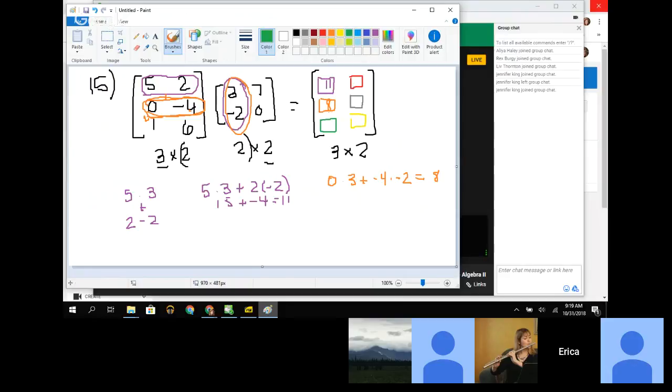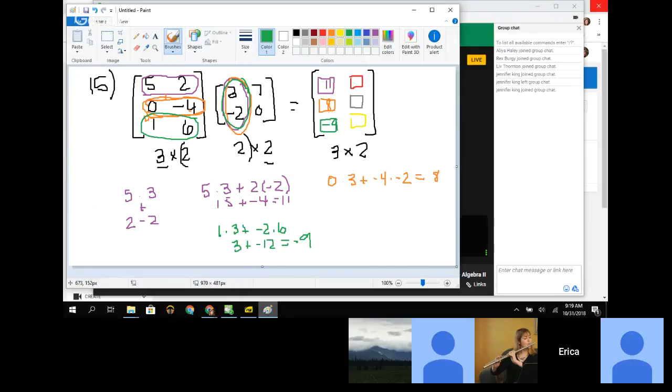Then I keep going. My green is in my third row, first column. So third row, first column again, right? So green would be 1 times 3 plus negative 2 times 6. That's 3 plus negative 12, which is negative 9. Negative 9, right?